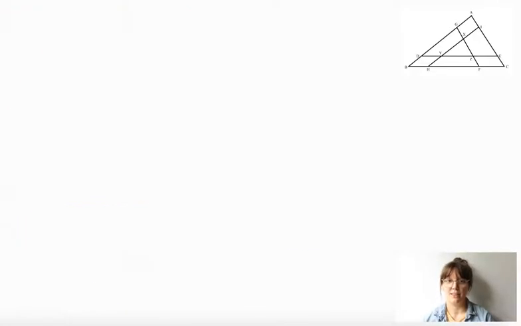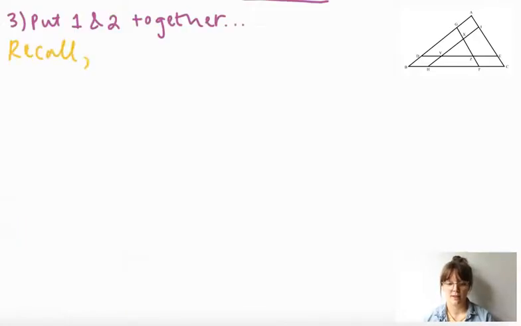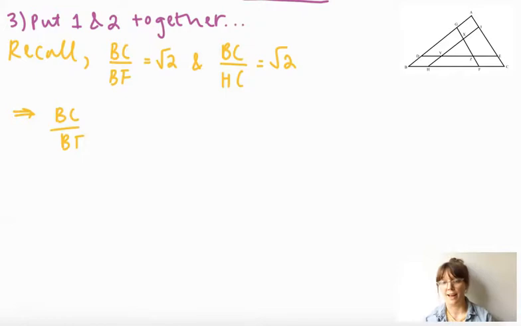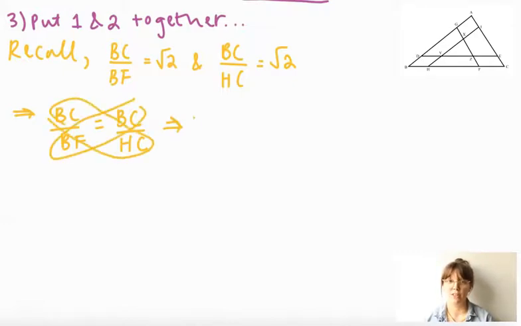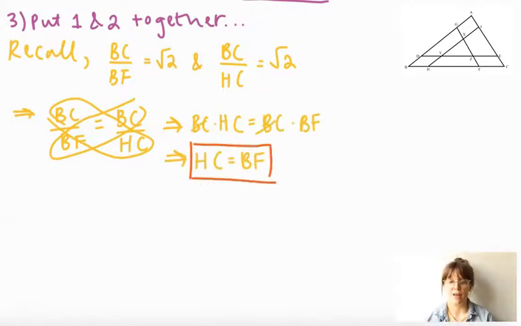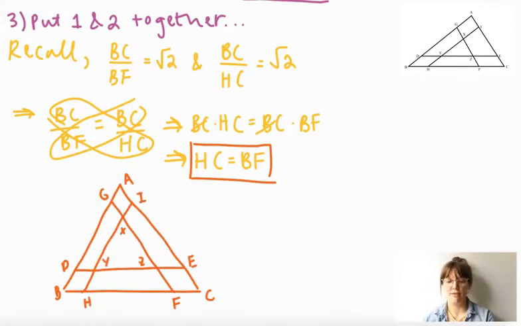We have these two equivalencies, right? We have BC on BF is equal to root 2, and we also have that BC on HC is equal to root 2. Since they're both equal to root 2 on the right-hand sides, we can go ahead and equate the left-hand sides, leaving us with BC on BF is equal to BC on HC. Now, by a bit of cross multiplication and cancelling, we can see that HC is equal to BF. Okay, so now that we've shown that HC is equal to BF, we'll box it, and we'll come back to that later.